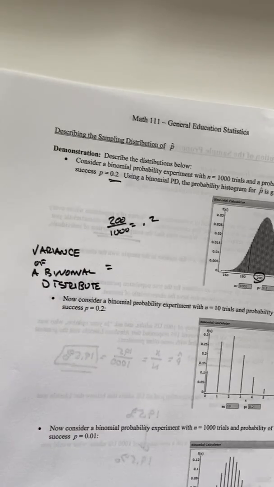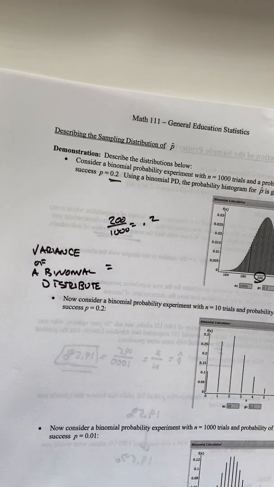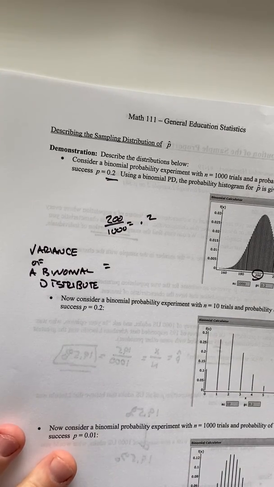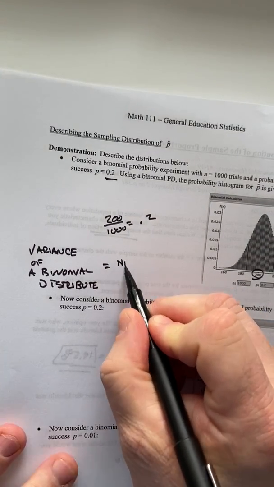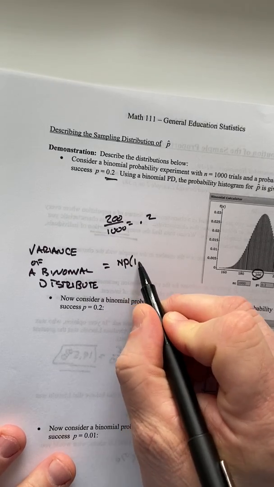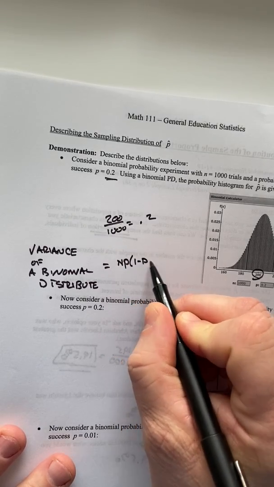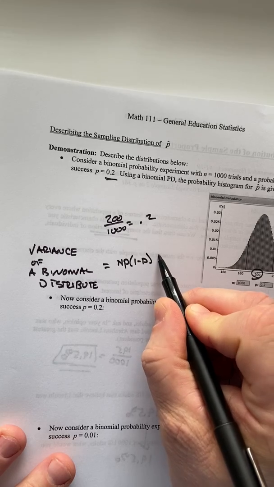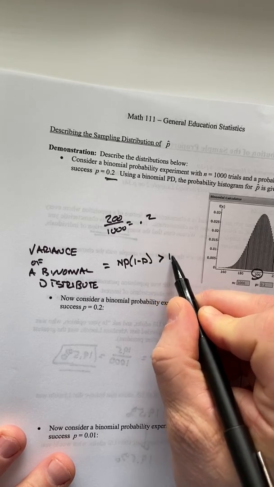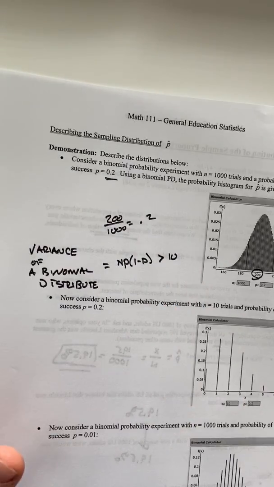If you were looking at the guided notes, like, where did that come from? Well, that came from 6.2. The variance of a binomial distribution is this, np(1 minus p). And if that number is greater than 10, we can assume that the distribution is normal. So here's our second test for testing to see if the distribution is normal or not.